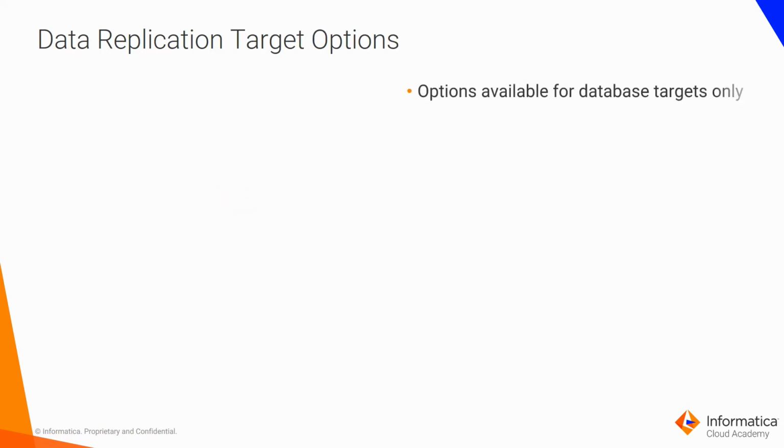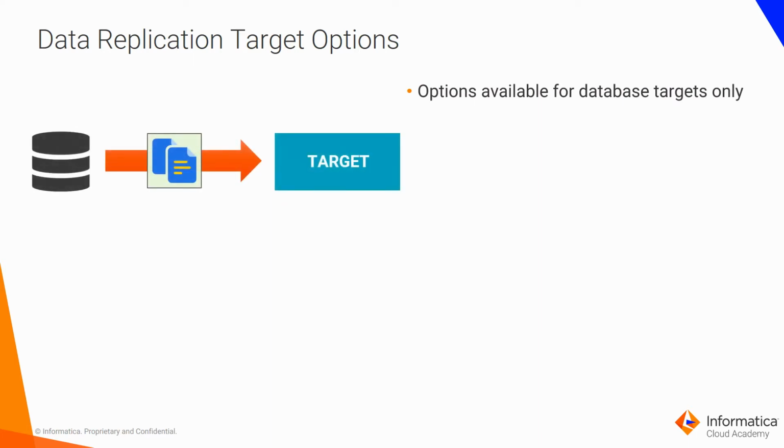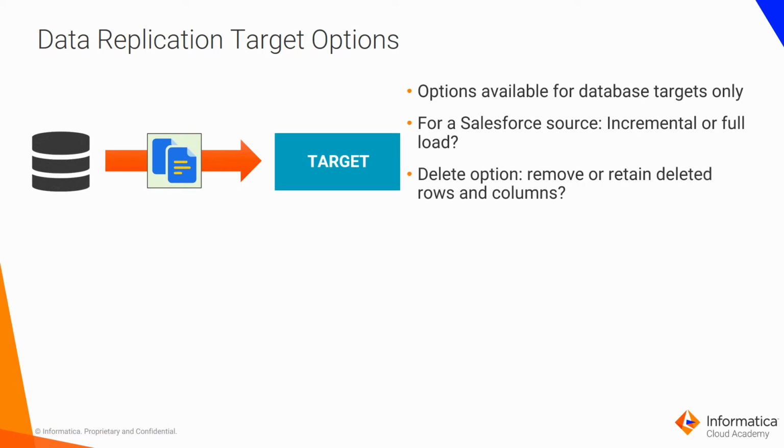On the target side, there are a couple of options you can configure. If you're replicating to a database and you have a Salesforce source, as I mentioned, you can specify if you want the load to be incremental or full. Again, with incremental, it's only going to pull over the new or changed rows from the source, since the task was last run. If you do a full load, it is going to bring over all the data every time you run it. There is also a delete option you can set, which allows you to tell Informatica Cloud how to handle deleted rows that have been removed from the source. So do you want to retain those or remove those from the target?